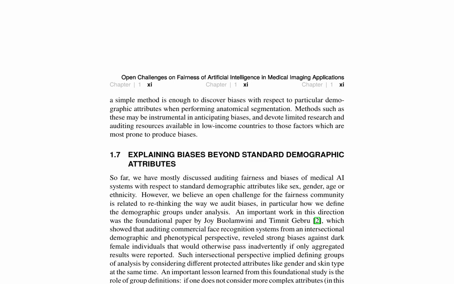A simple method can discover biases with respect to demographic attributes during anatomical segmentation. However, an open challenge lies in rethinking the way we audit biases, specifically in defining demographic groups under analysis.